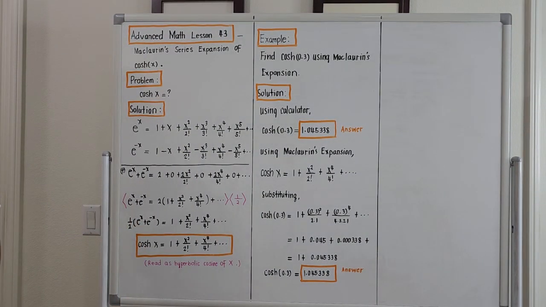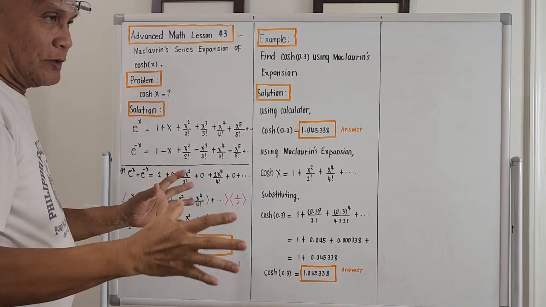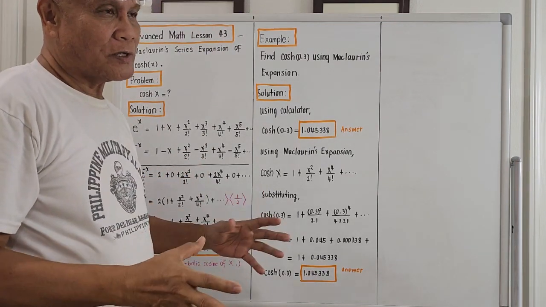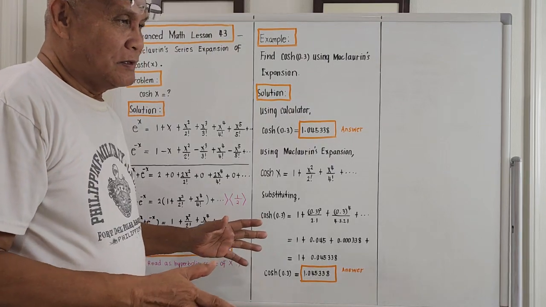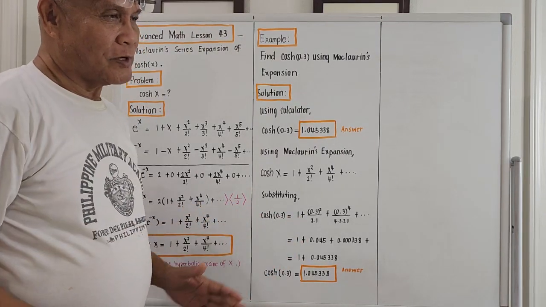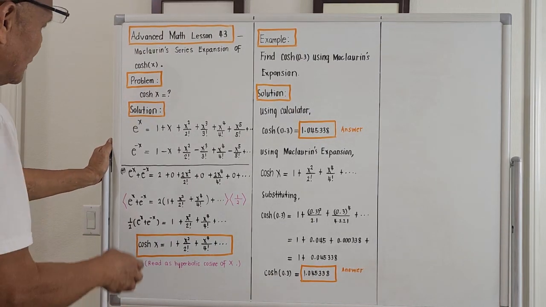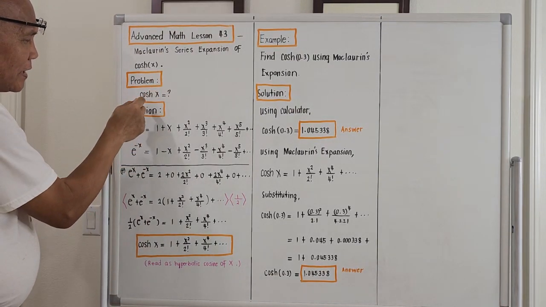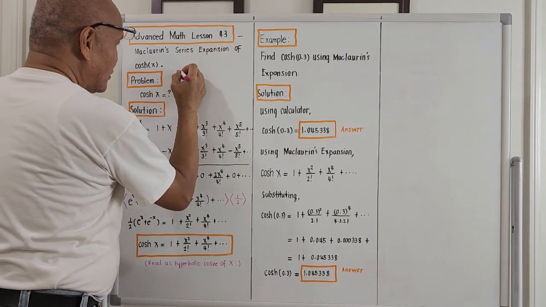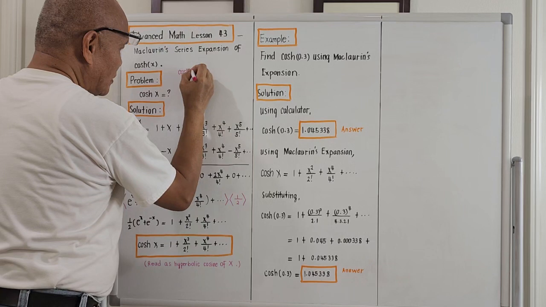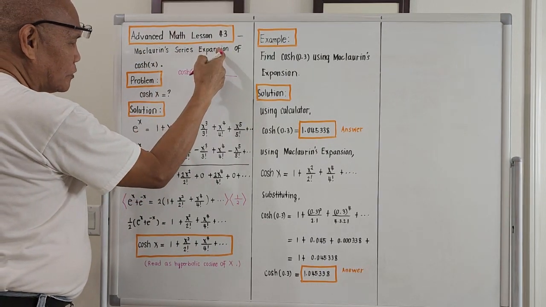Our topic for tonight will still be advanced mathematics, lesson number 43. It will be the derivation of hyperbolic cosine by using Maclaurin series of expansion. It's a simple problem because we passed by the hyperbolic sine already, so at least we have an idea on how to bring out the solution. The problem actually is: derive hyperbolic cosine of x by using Maclaurin series of expansion.